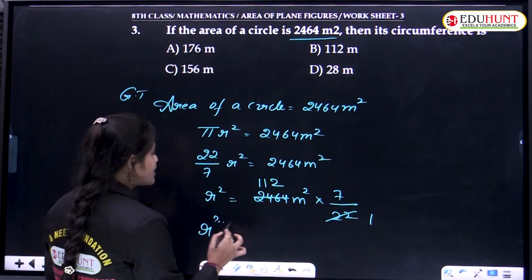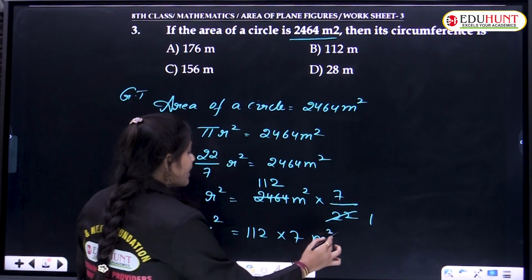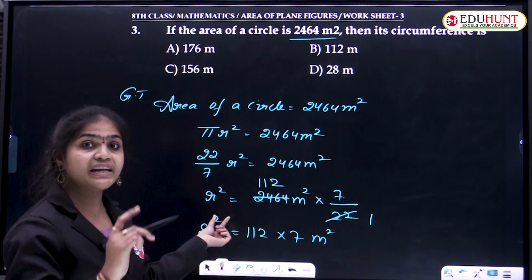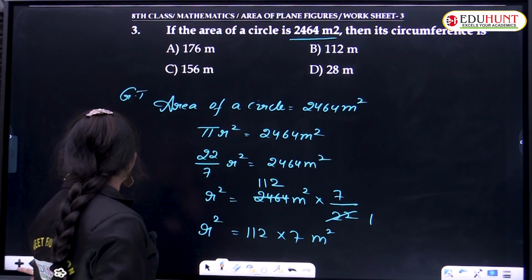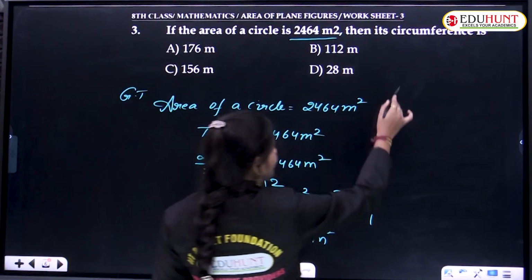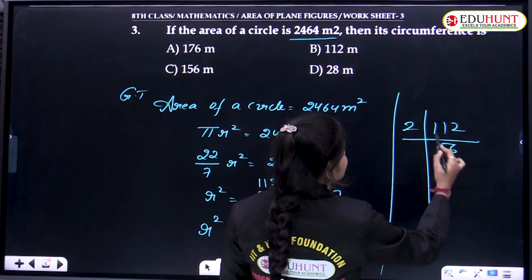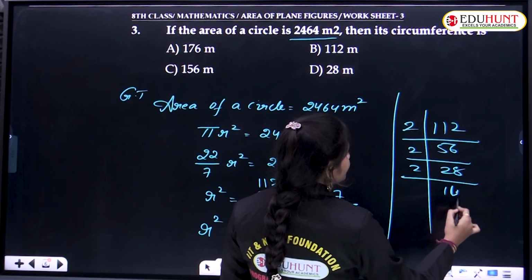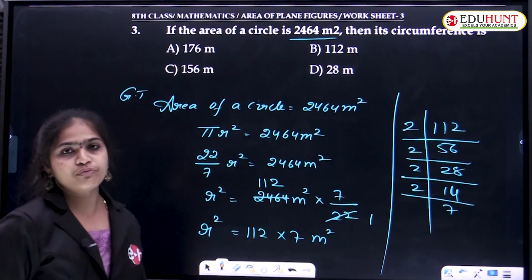Yes. Now r square is equal to 112 into 7 meter square. Now don't take the product of these two values. Why? Because r square is there. We need to find r only, no? So that's why don't take the product. Just take the factorization of 112. What is the factorization of 112? 2 56 112, 2 28 56, 2 14 28, 2 7 14. This is the prime factorization of 112.